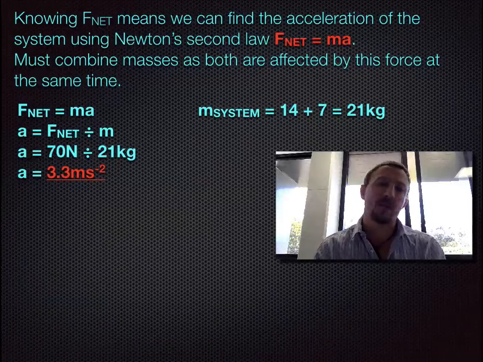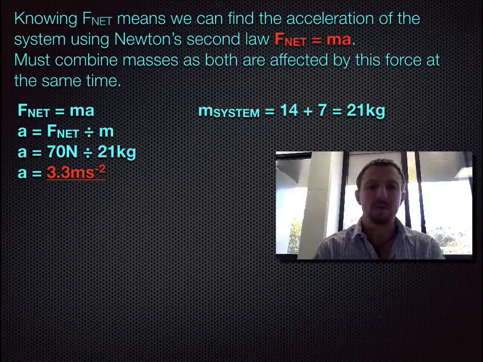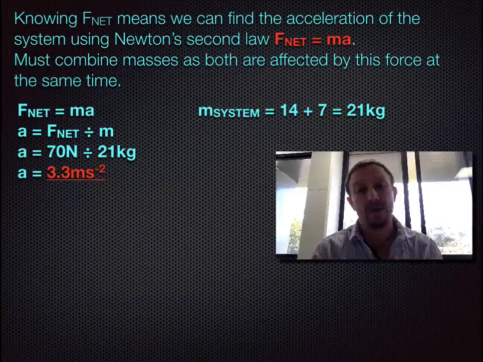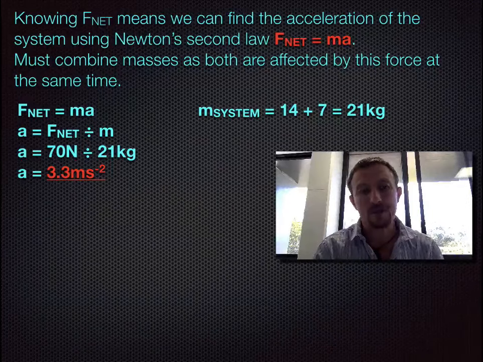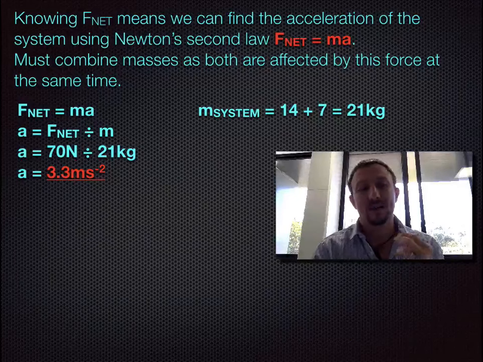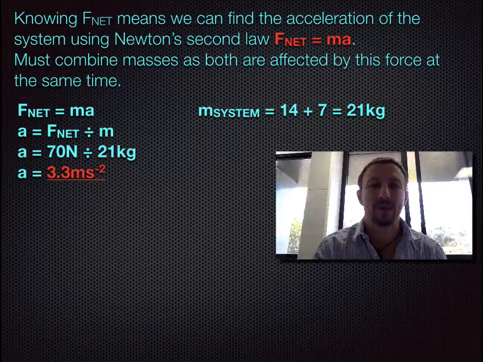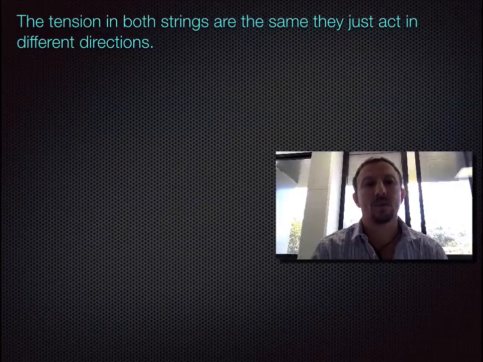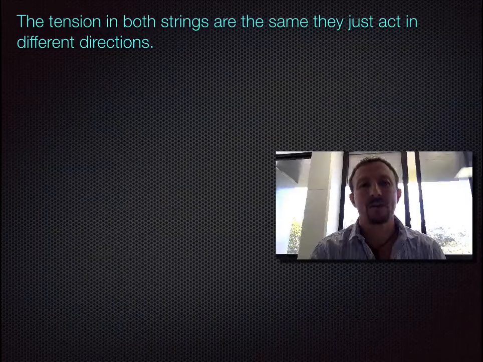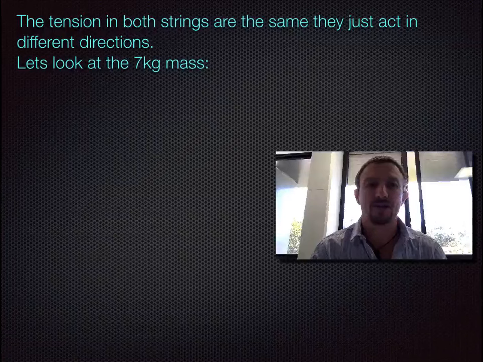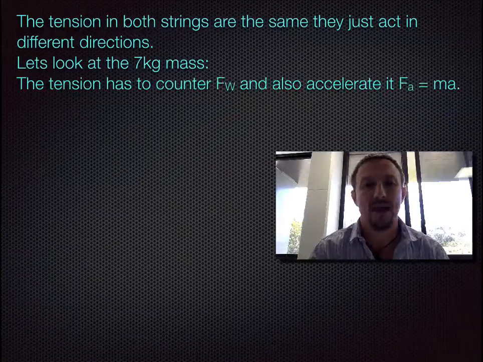So all I've done is rearranged Newton's second law to make sure that that net force is applied on the two masses together. So I now know that both masses are being accelerated by 3.3 meters per second squared. I now need to work out what the tension is in the strings. Now the tension is going to be the same in both cases, but they're going to be acting in different directions. So let's look at the 7 kilogram mass.